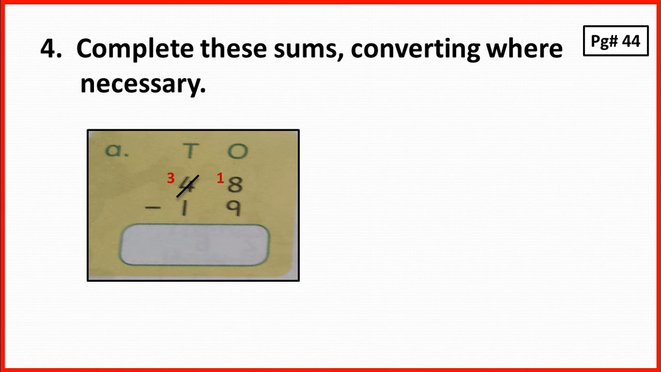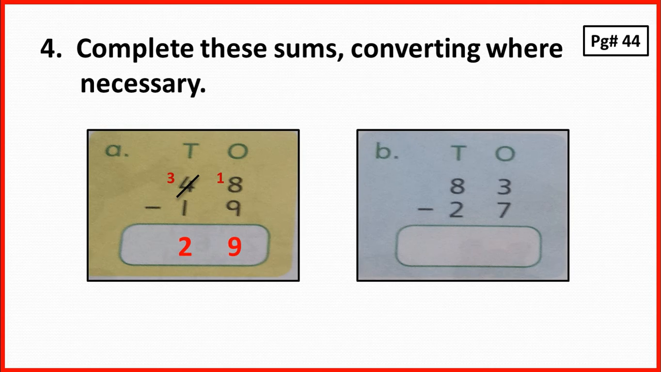Now we can take away 9 from 18. So when we subtract 9 from 18, the number comes 9. Now subtract tens. When we subtract 1 from 3, the number comes 2.